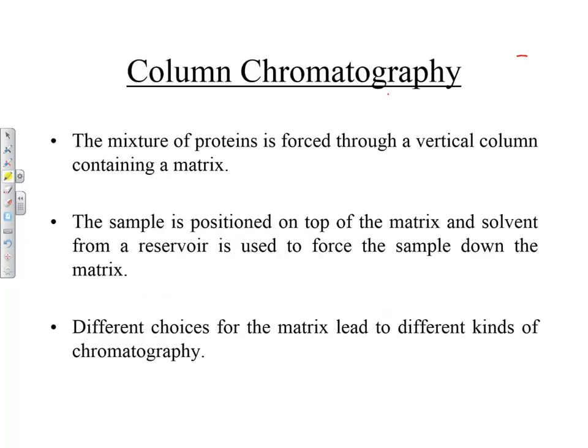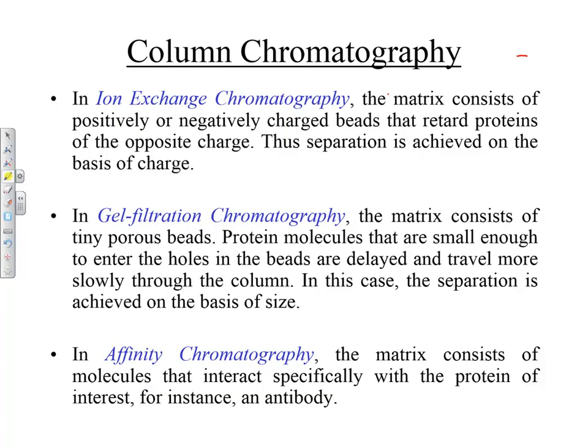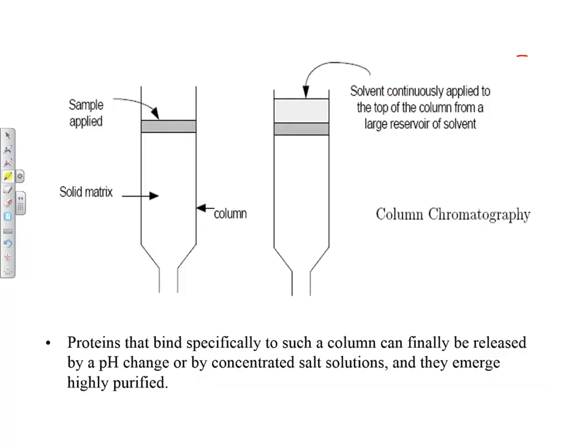So in column chromatography, the mixture of proteins is forced through a vertical column that contains some kind of a matrix. The sample is positioned on top of the matrix, and solvent from a reservoir is used to force the sample down the matrix. And different choices for the matrix will lead to different kinds of chromatography. So I think I have a picture here. Let's look at this picture. You have a column here, there's a solid matrix. You'll put the sample on this, and then they put some liquid solvent on it to force this sample to go through this solid matrix. And depending on the type of column, the matrix that you have, you'll have different kinds of chromatography.